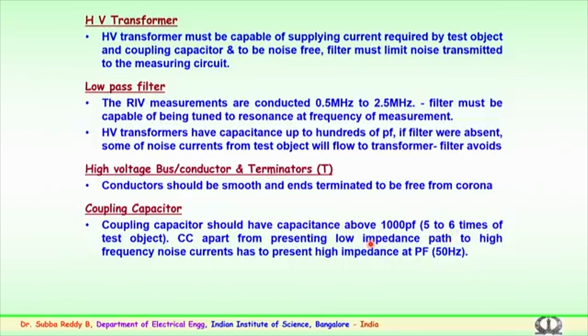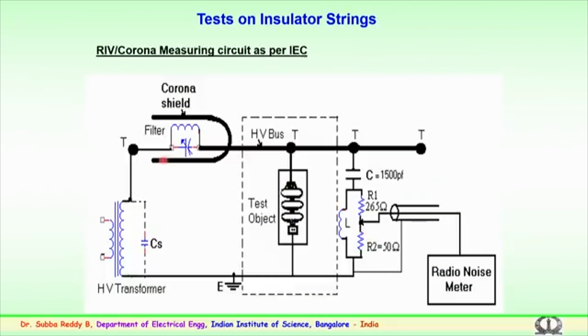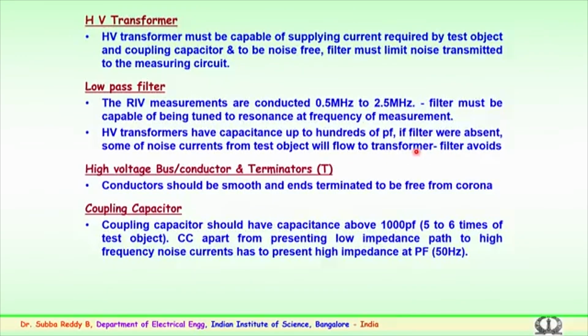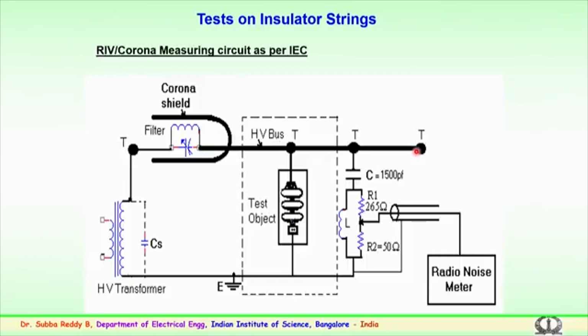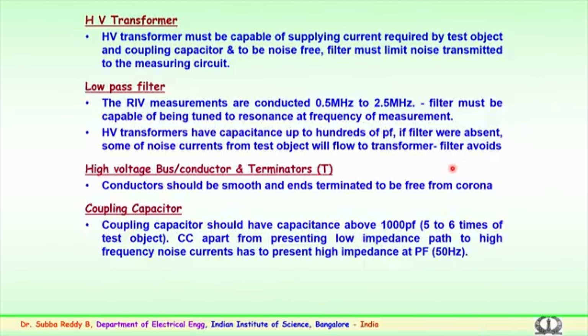The high voltage conductors or the bus which is shown here should be a smooth conductor, and it should also be terminated properly at the ends, in particular at the end junctions. That is the reason we have highlighted the terminal ends here. It should be properly terminated so that the corona or discharges from the edges are not transmitted to the measuring circuit and the measuring meter.